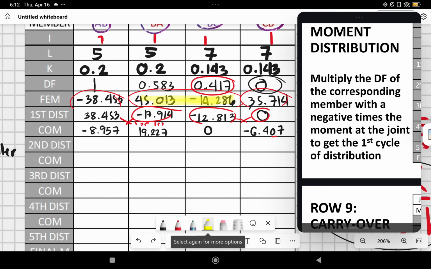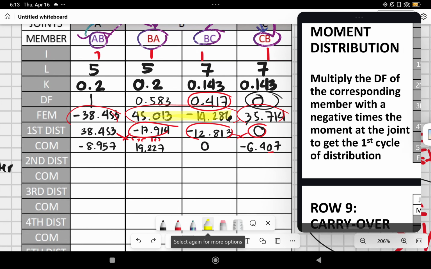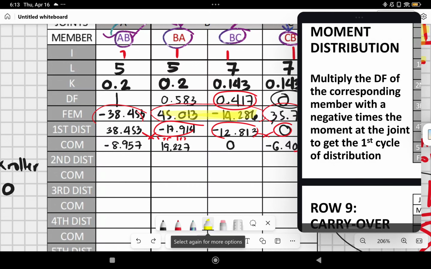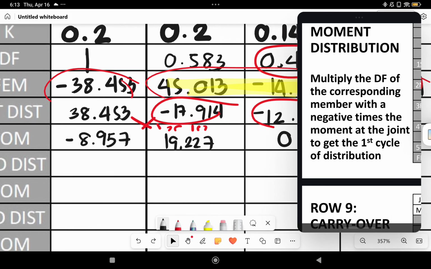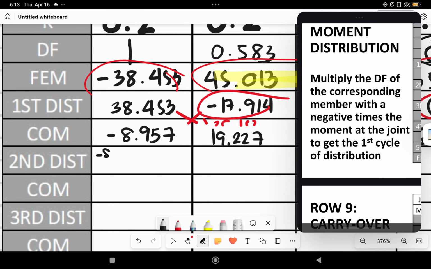Okay, multiply the distribution factor of the corresponding member with a negative times the moment at the joint to get the first cycle of distribution. So the moment at joint A, after we carry over, kailangan natin i-distribute ito. Negative 8.957 is what occurs at the joint. So that is negative times negative 8.957 times the distribution factor 1.